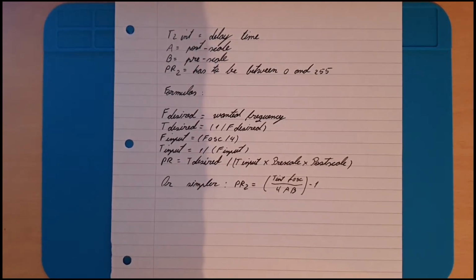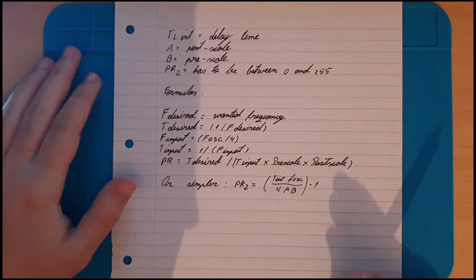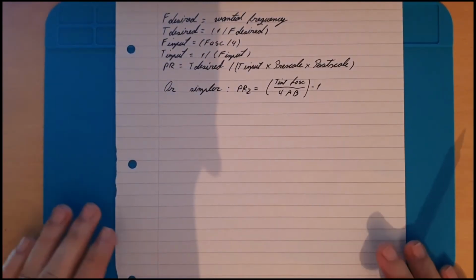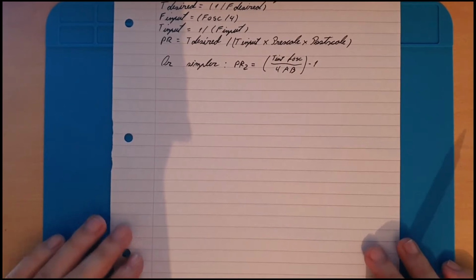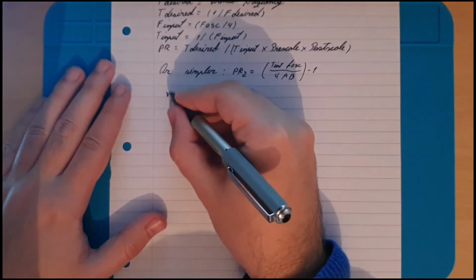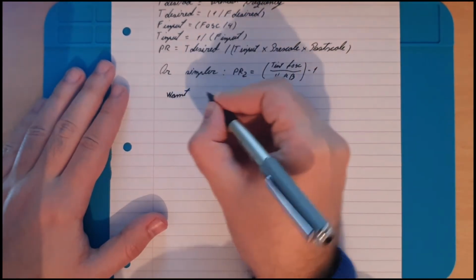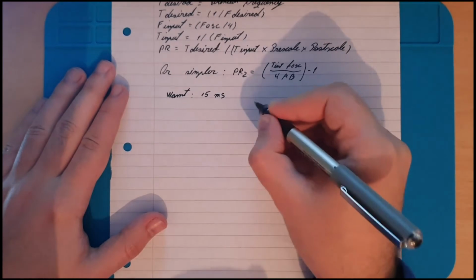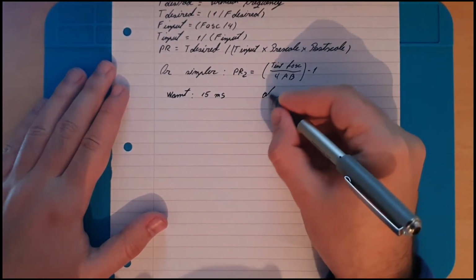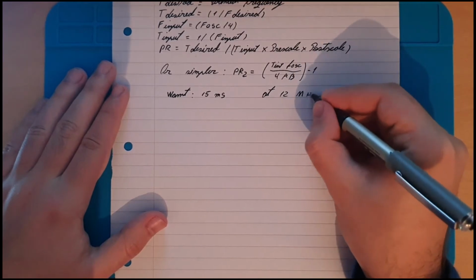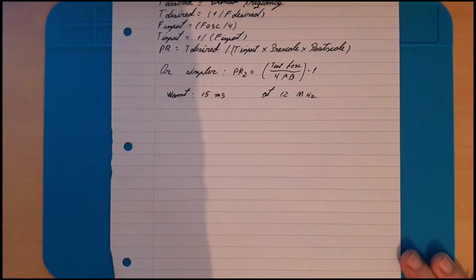So let's say that I want, let's write it here actually, and I'm using the mouse so I can actually tell if you can see it on the camera or not. So let's write here what we want. Well, we want a 15 milliseconds delay at 12 megahertz. It should be possible, I think. We'll see in a second anyway.